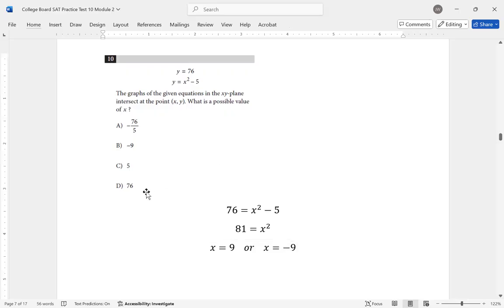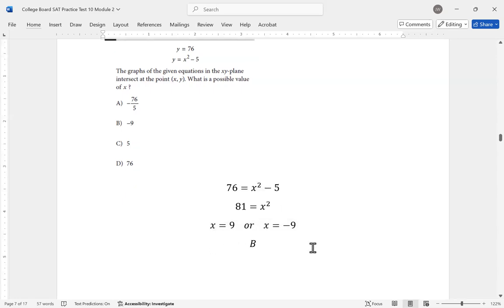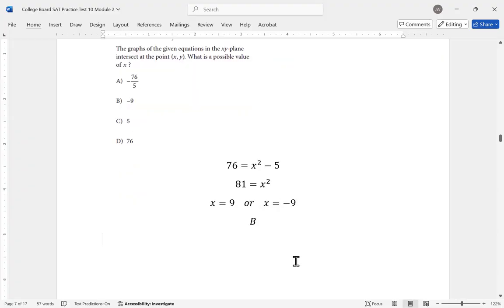And we look for either of those two options in our options. And therefore, B is the correct answer to question 10. X could be negative 9. Now, the other way you could have tried to solve this is to plug those numbers into your equation here and see which one of those gives you a y value of 76. But I use solving techniques.